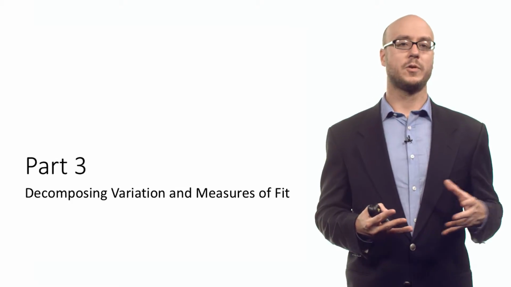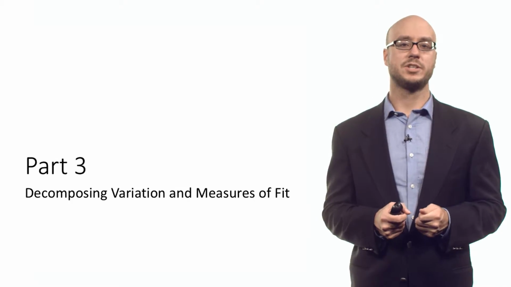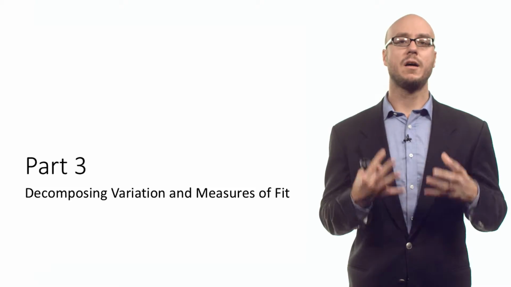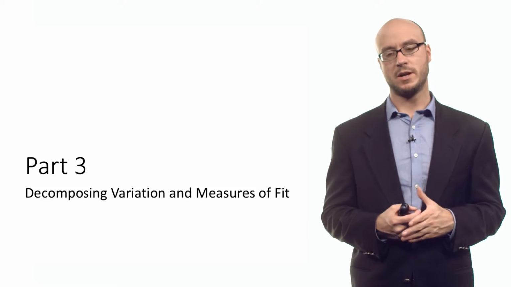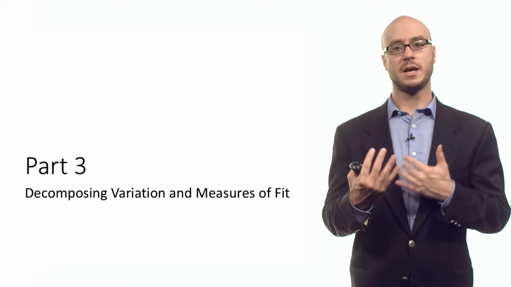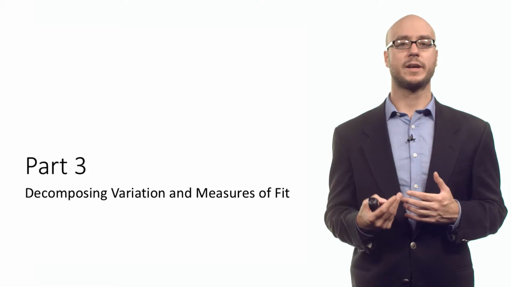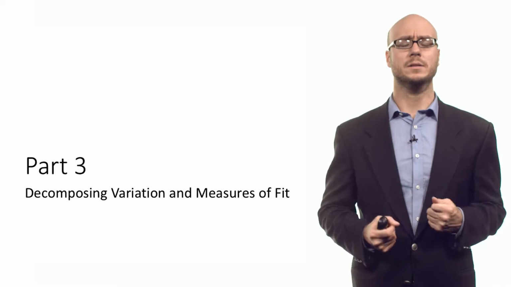So in part 3, we're going to talk about decomposing variation in the outcome and calculating measures of fit. Because when you fit a least squares line to a set of data, sometimes it will fit better than in other cases. And it's useful to know how well this line is fitting the data.